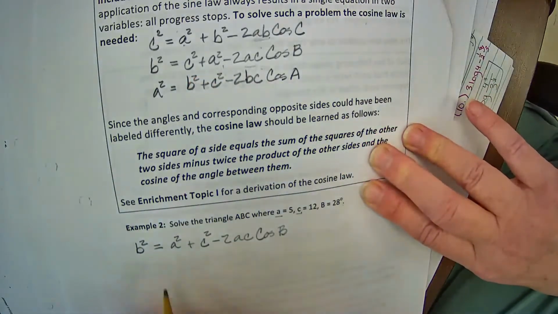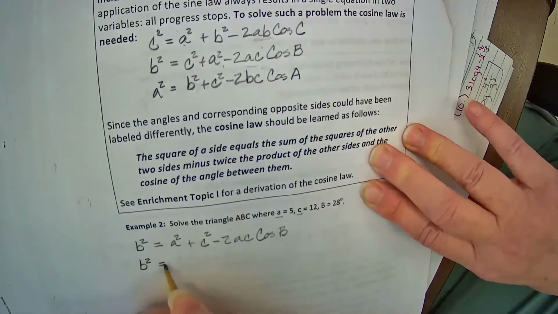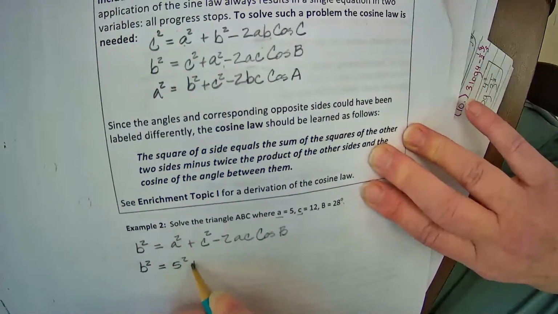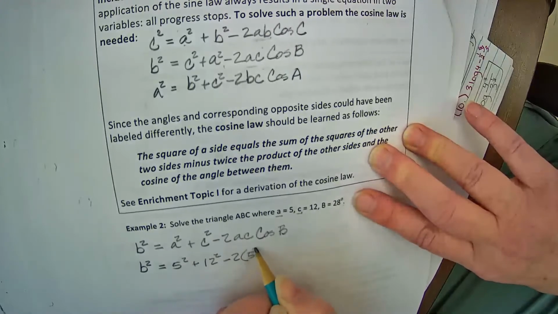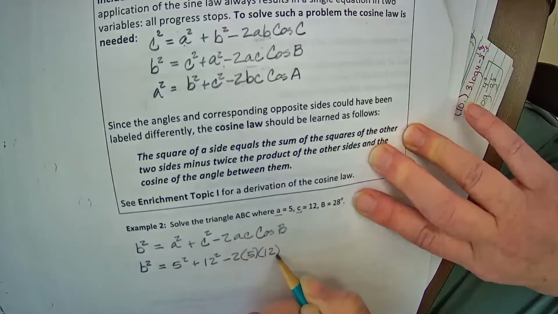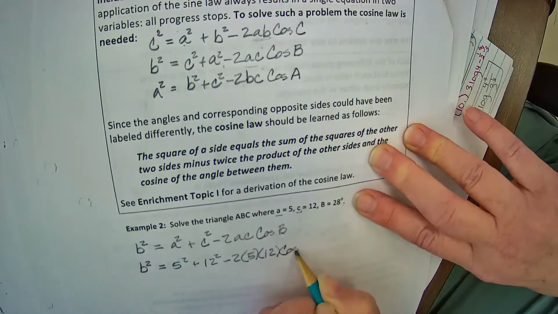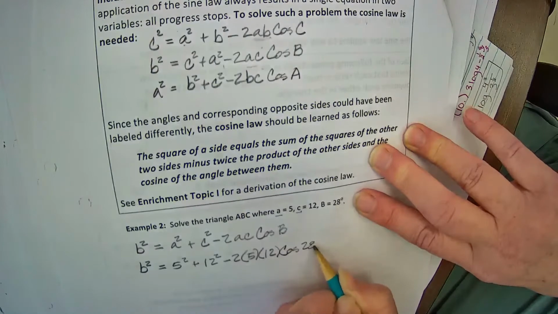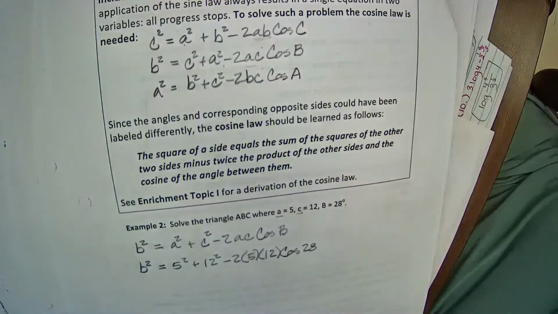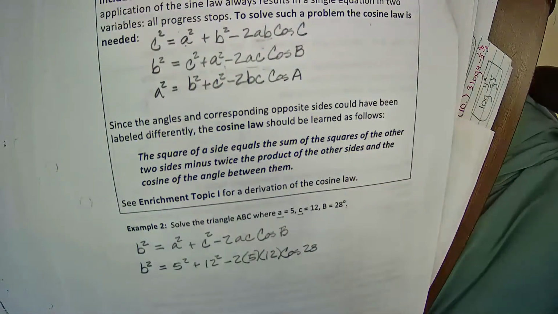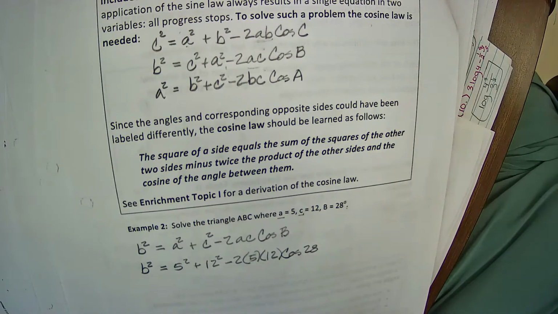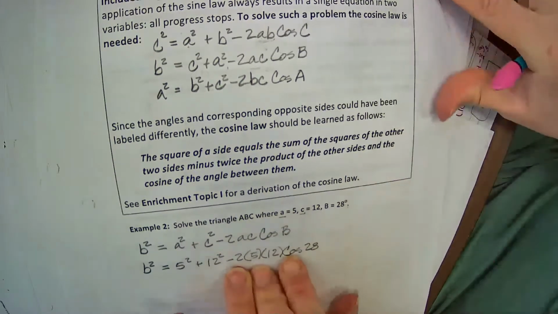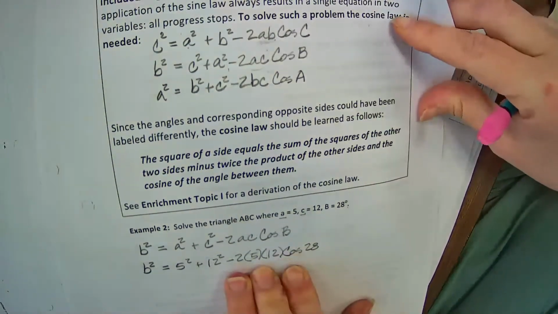Okay, now, let's start plugging in. B squared equals 5 squared plus 12 squared minus 2 times 5 times 12, cosine of 28. I swear this is easy as a try. Now, this is the point where some of y'all want to dive straight to the calculator. I have to see at least what you plugged in, okay? All right, I got you.